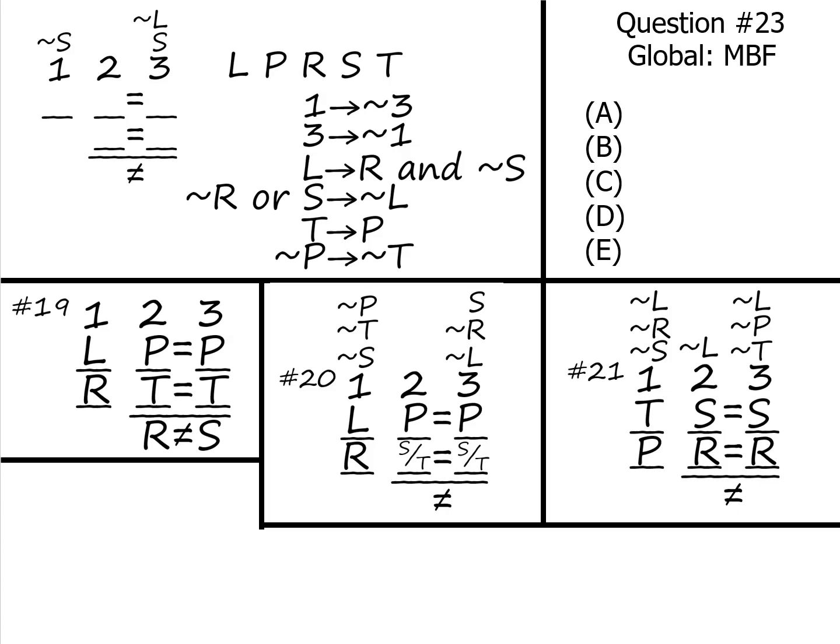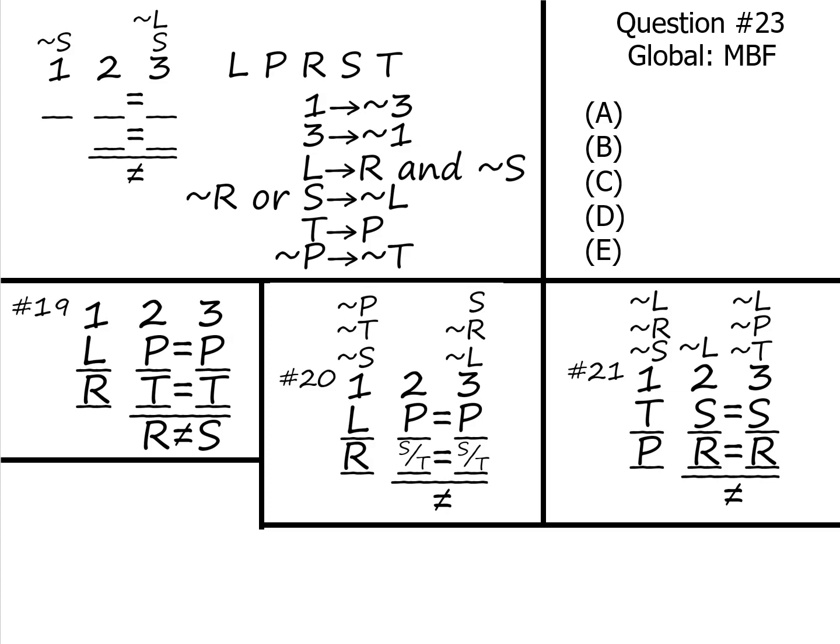And now question 23 is the last question. It's a global question that wants to know about what must be false or what can't be true. There's nothing in the question stem to help us. We're just going to have to use a combination of our previous work and any testing we might need to do to eliminate answer choices to get down to one answer.